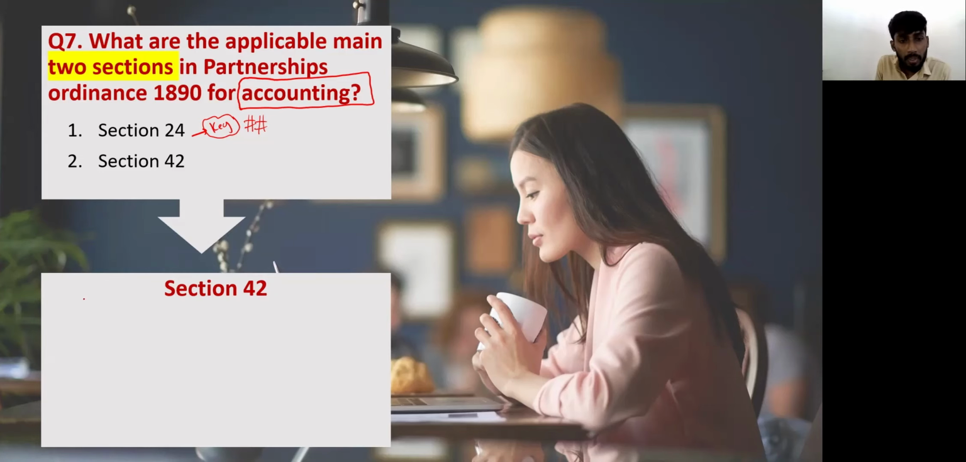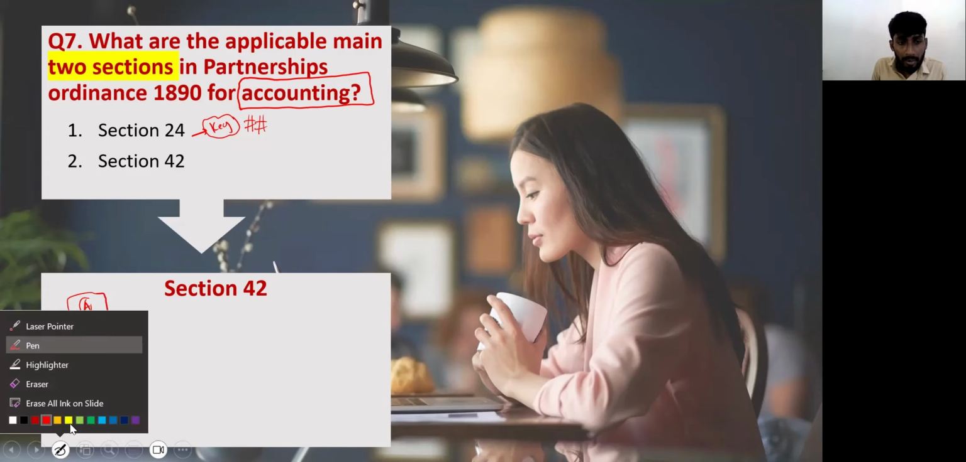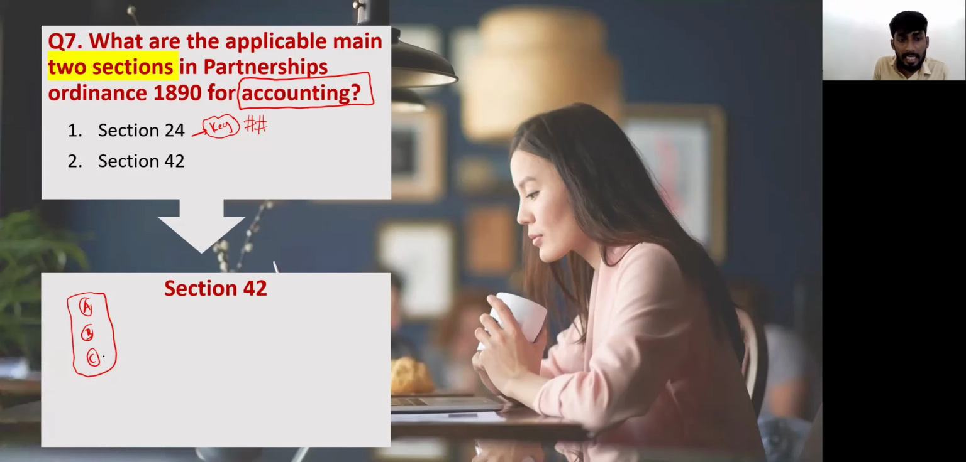Now, assume there are 3 partners in the partnership, A, B, and C. These 3 partners are doing a partnership business. Now, on one fine day, C says that C wants to retire from this partnership. C wants to get out from this partnership. When C wants to get out from this partnership, what do we have to do?